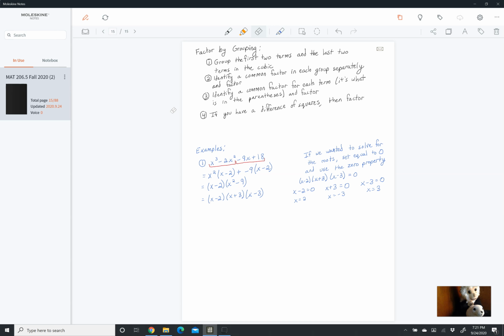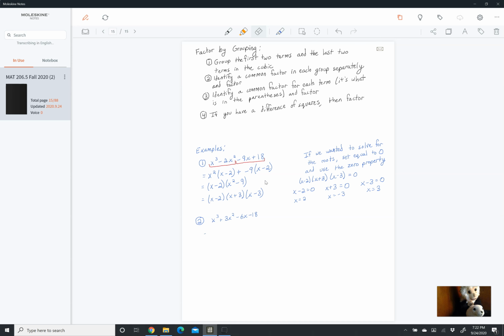And a cubic could potentially cross the x-axis up to 3 times. And this does. It crosses it at these 3 x values. Okay. Let's take a few more examples. So let's do x cubed plus 3x squared minus 6x minus 18.